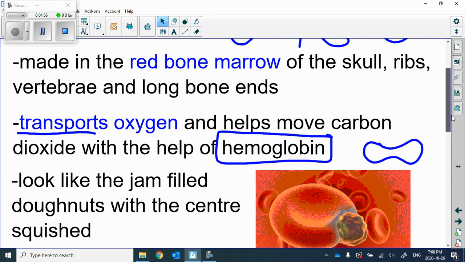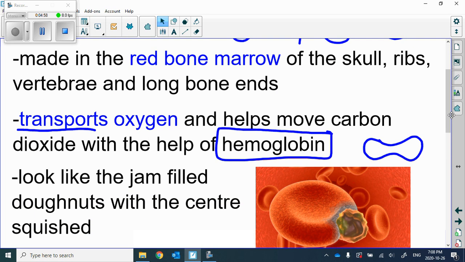Your erythrocytes transport oxygen, and they help move carbon dioxide with the help of hemoglobin. And they look like a jelly donut with the center squished out of them. So they look like the picture here. And if I was to look at the side, it would look like this blue squiggle that I've drawn up here.